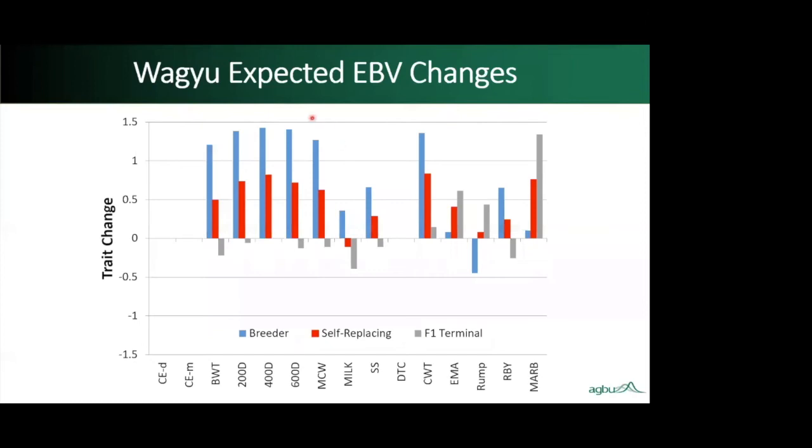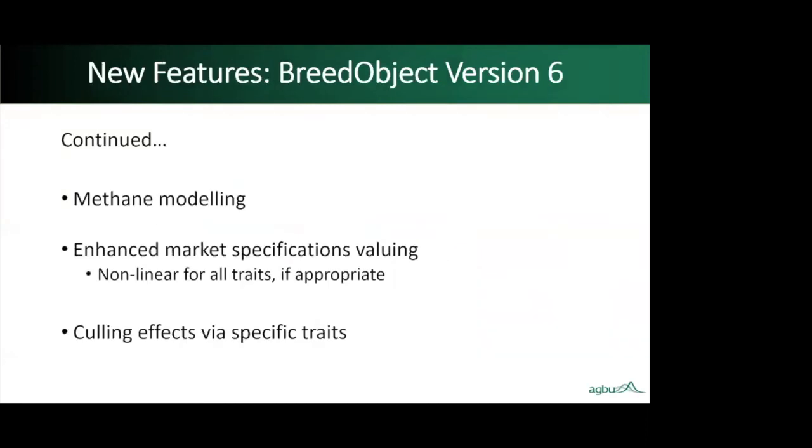As you can see here, the response for the breeder index is very large in the growth traits but negligible for marble score. In contrast, in the F1 terminal index there's negligible change in the growth traits and large changes in marble score. We've also developed the facility to determine the effect that culling for specific traits such as structure and docility has on commercial profitability.